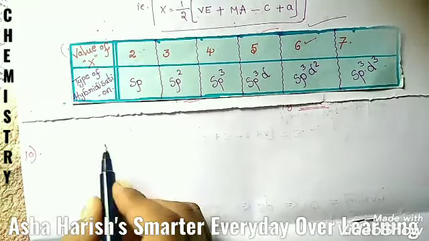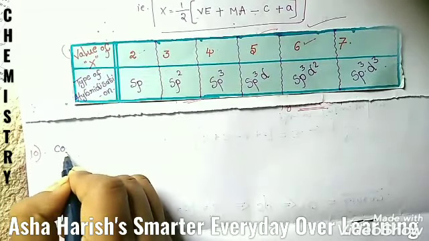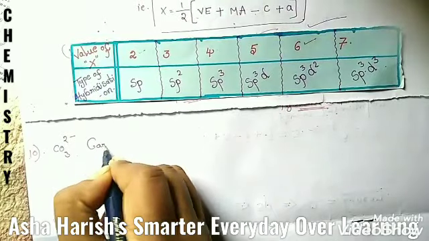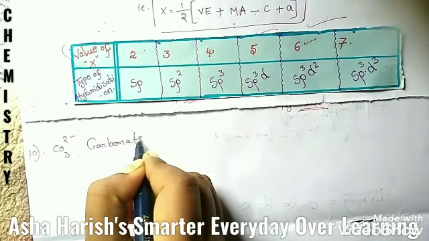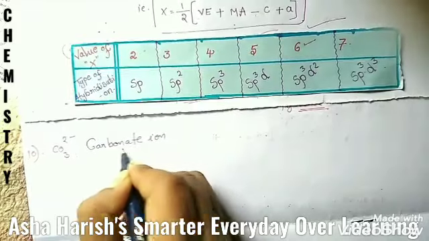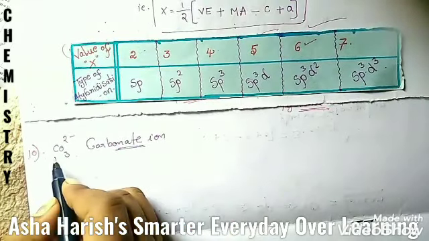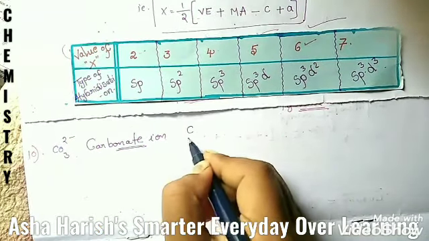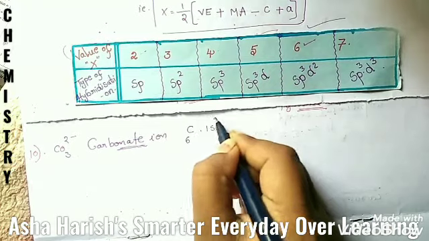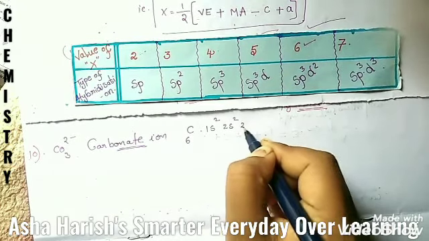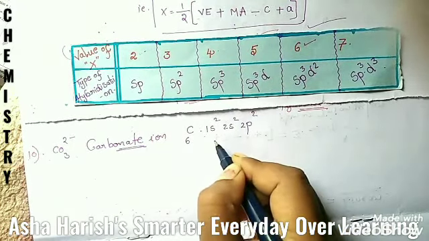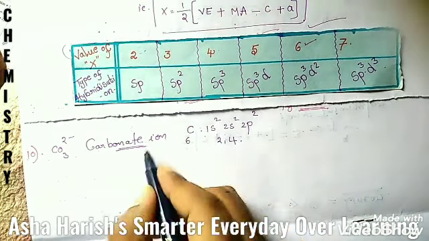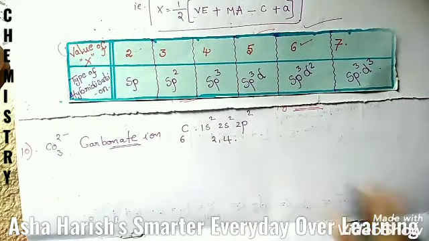The last example is an ion, CO3 2 minus, nothing but the carbonate ion. In this, students, the central atom is carbon. Surrounding atoms are oxygens here. Carbon, atomic number 6, its electronic configuration is 1s2 2s2 2p2, that is 2 and 4. For this, you need to find out the X value.